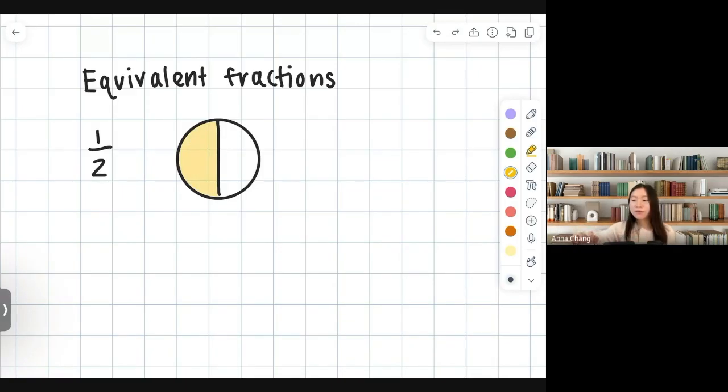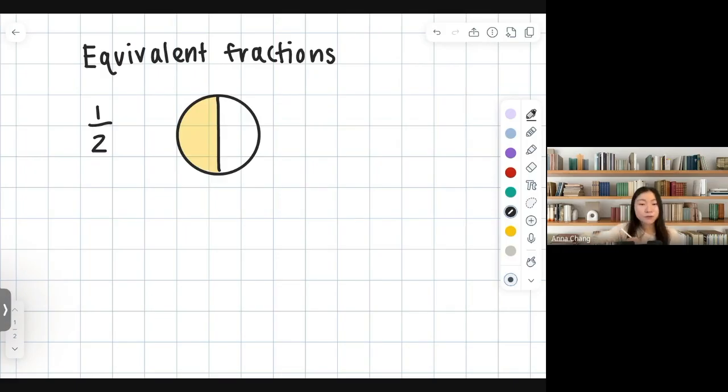This is 1/2. One thing we can do to get equivalent fractions is multiply the numerator and the denominator by the same value. Let's do that with the number 2. We'll multiply the numerator and the denominator by 2. When we do this, 1 times 2 is 2, and 2 times 2 is 4. 1/2 and 2/4 are equivalent fractions.